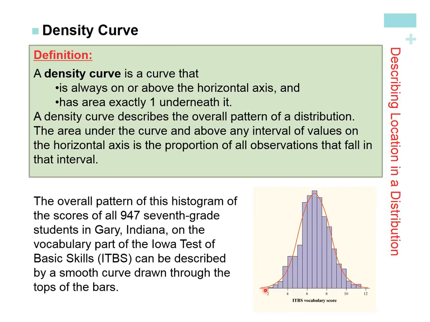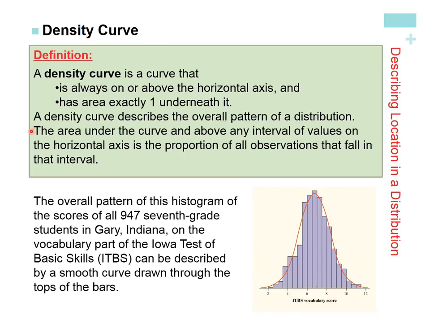It has an area of exactly one underneath it. And think about the reason, why would this have an area of one underneath it? Because if we take a look at all of our data, if it's a density curve based off of data, 100% of the data has to be underneath that smooth curve. So the area is always going to be one. What a density curve does is it describes the overall pattern of the distribution.